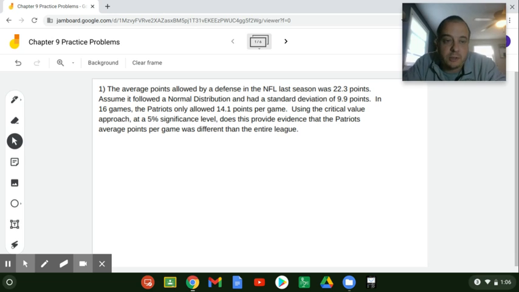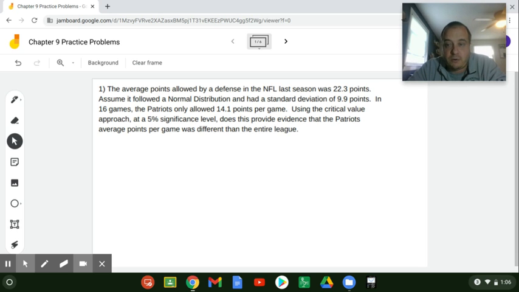So if we look at the first prompt right here, the average points allowed by defense in the NFL last season were 22.3 points. Assume it followed a normal distribution and had a standard deviation of 9.9 points. In 16 games, the Patriots only allowed 14.1 points. Using the critical value approach at a 5% significance level, does this provide evidence the Patriots' average points per game was different than the entire league?